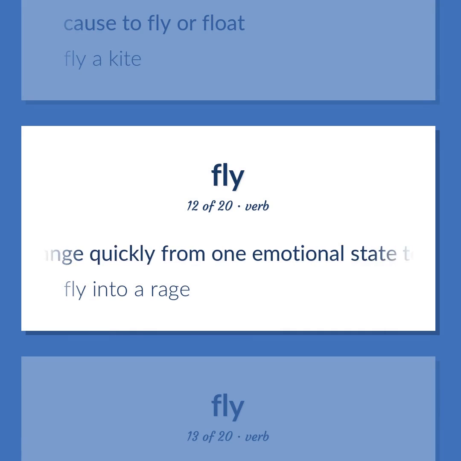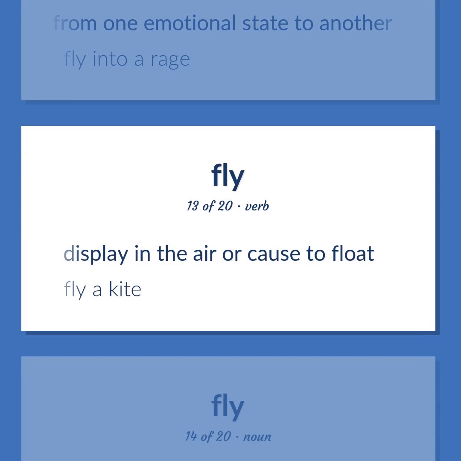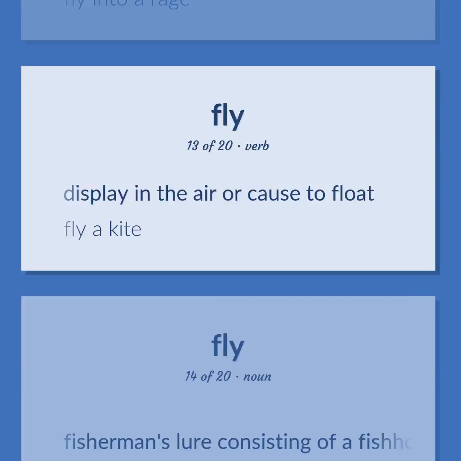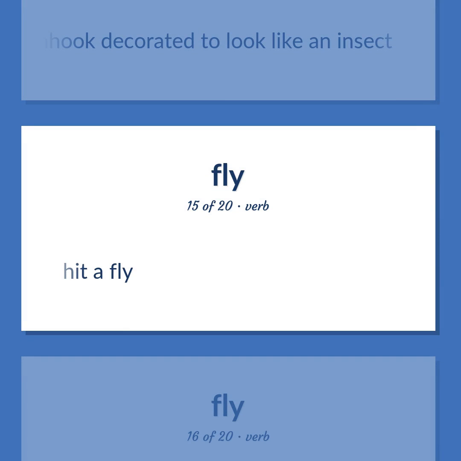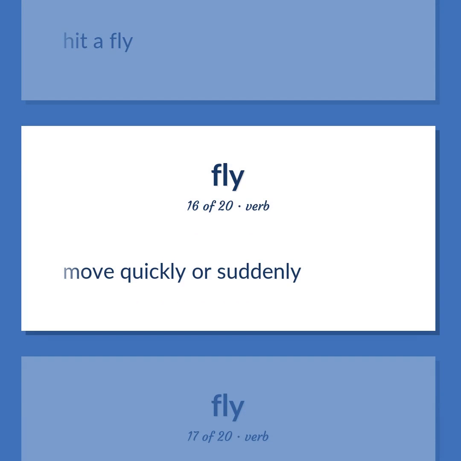Change quickly from one emotional state to another. Fly into a rage. Display in the air or cause to float. Fly a kite. Fisherman's lure consisting of a fishhook decorated to look like an insect. Hit a fly. Move quickly or suddenly.